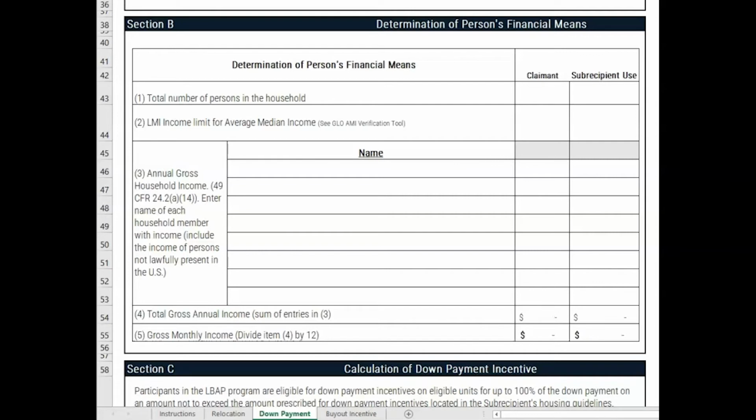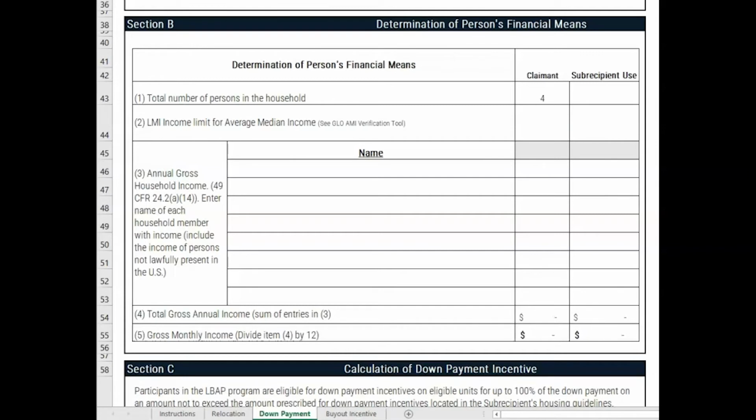In the first row, the applicant should input the total number of household members. Applicants should make sure to include any household members that may move into the household within the next 12 months. Household members listed here should match the household members listed on the AGI and AMI verification tool. If there has been an update to household members or income since the AGI and AMI tool was completed, subrecipients should work with applicants to update the tool.